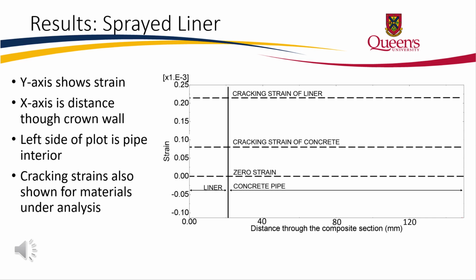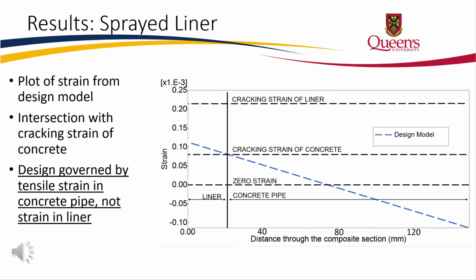The cracking strain of concrete and the liner are also labeled on the plot, recalling that these strains should not be exceeded in order to avoid cracking. The zero strain line, which will show the location of the neutral axis of the composite section, is also provided. The dashed blue line shows the strain profile obtained from the design model. The line is perfectly linear, as linear strain was an underlying assumption in creating the design approach.